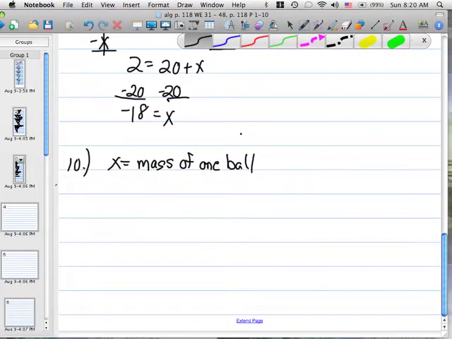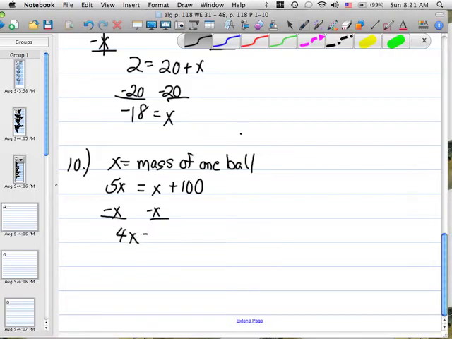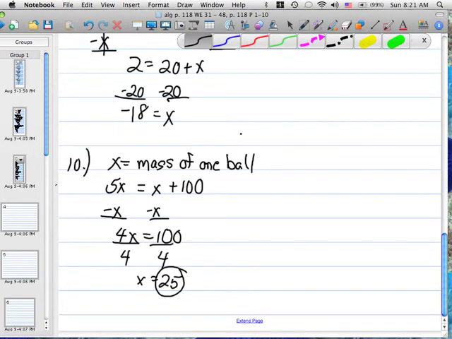You have 5 of them in one pan, so 5x, and it balances equals x, one of them, plus 100 grams. Getting the variable on one side and keeping it positive, we will eliminate the x on the right. So we get 4x equals 100. Divide by 4 to solve for x, and x equals 25. So the mass of 1 is 25 grams.